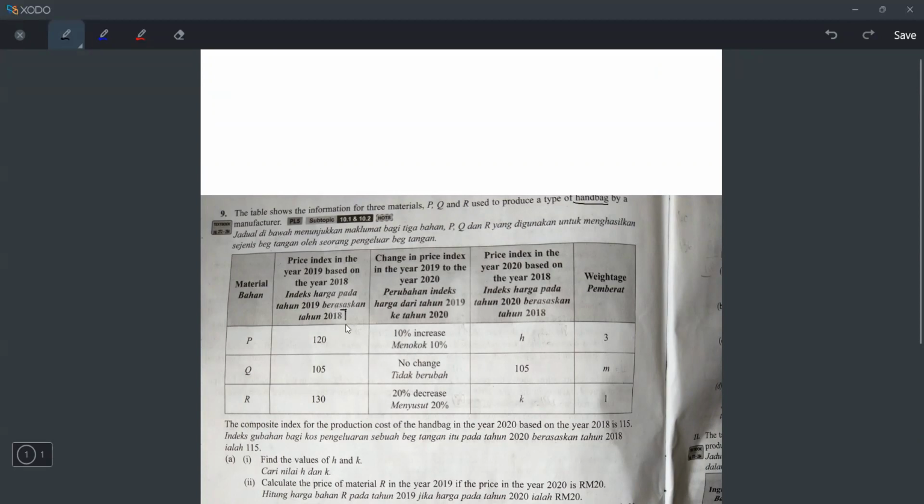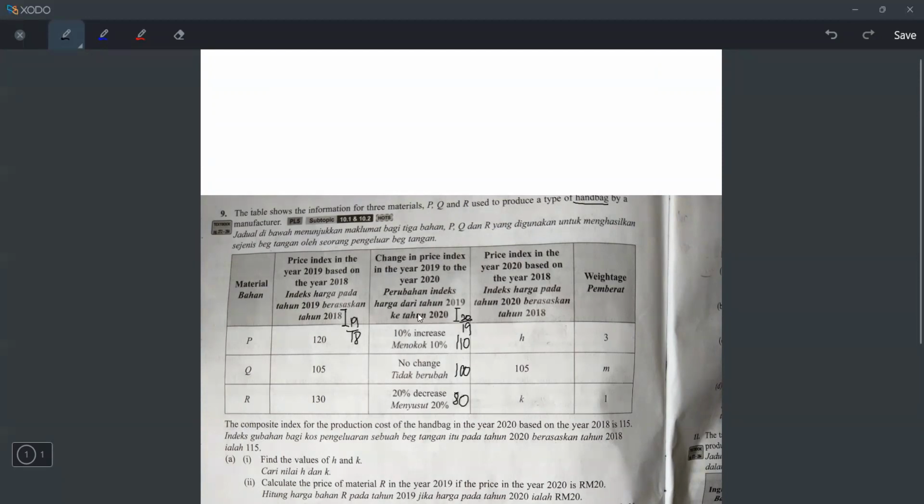I for 19 over 18. Yes, thank you. And what's the column for here? Change in price index for 20 over 19. It means this is the I for 20 over 19. The 10% increase here means 110, the no change here means 100, the 20% decrease here means 100 minus 20, 80. Okay, so change in price index.